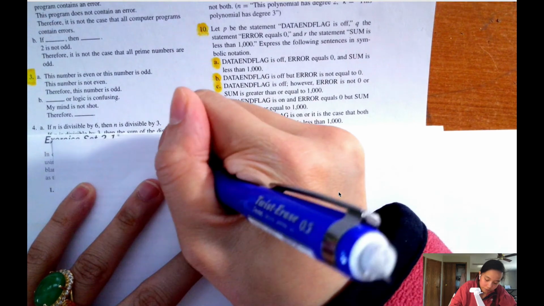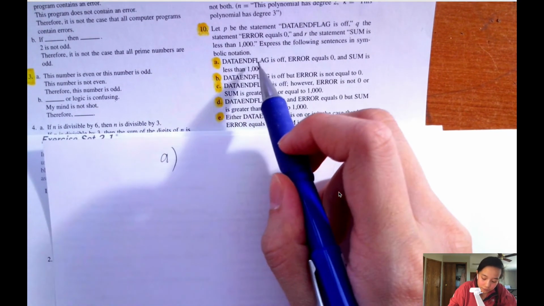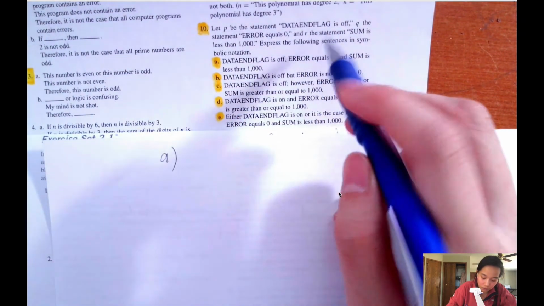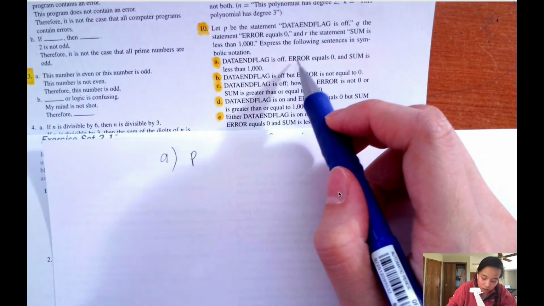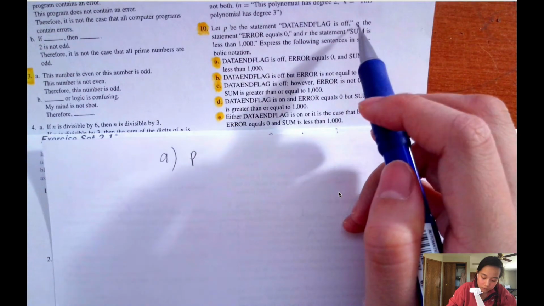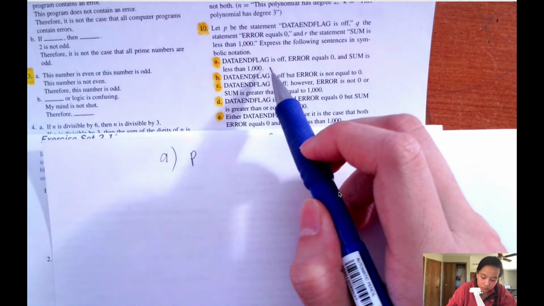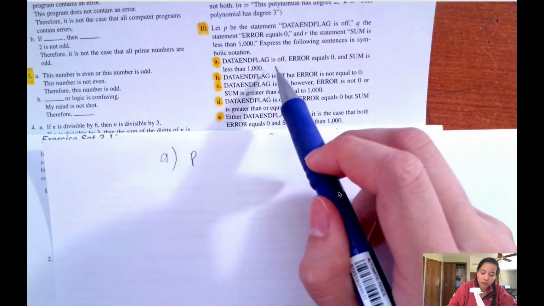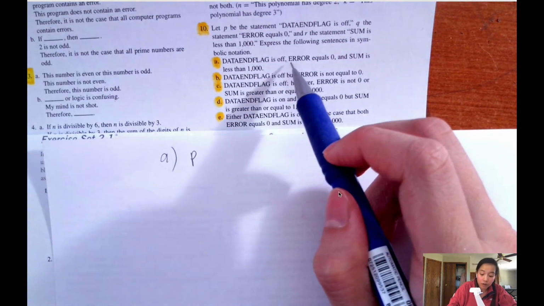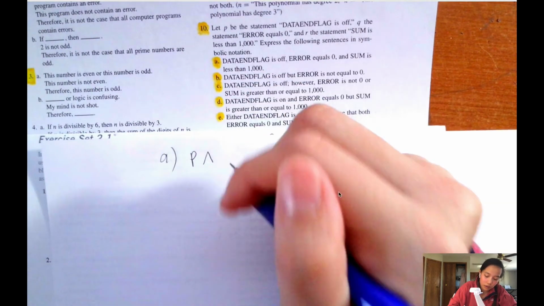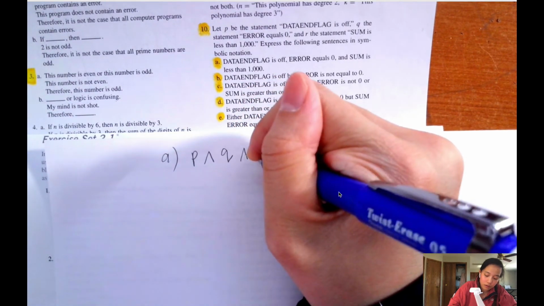Okay, so let's do A. Data and flag is off. That's the same thing as P, because P says data and flag is off. Comma, error equals 0, which is the same thing as Q. And then sum is less than 1000. So even though it doesn't explicitly say and where these two commas are, this is essentially the same thing as saying data and flag is off and error equals 0 and sum is less than 1000. So we would just do P and Q and R.